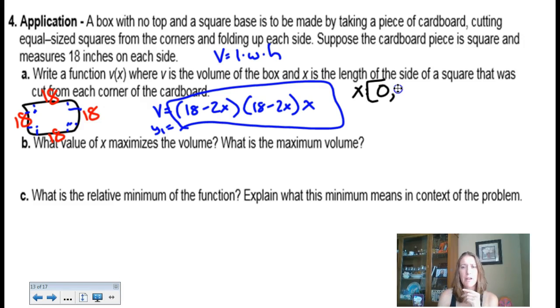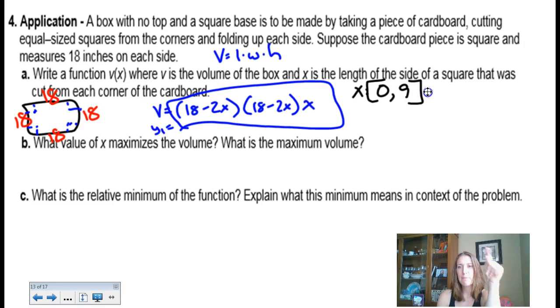And then if you cut off too much, you'd have no box. So 9 would leave you with nothing if you cut off 9 from both ends. So 0 to 9 is a good X window. The volume of the box, however, is going to be kind of big, so you can try zoom fit, see if it matches magically. Usually I have a lot of luck with zoom fit.